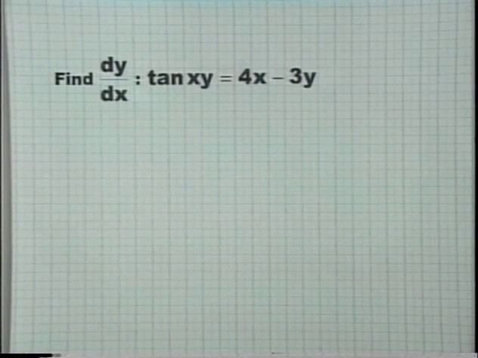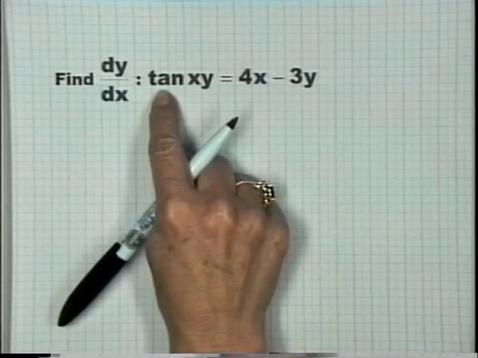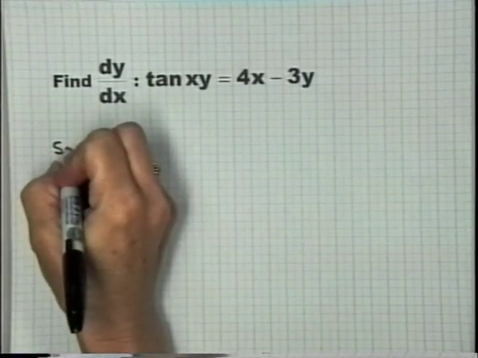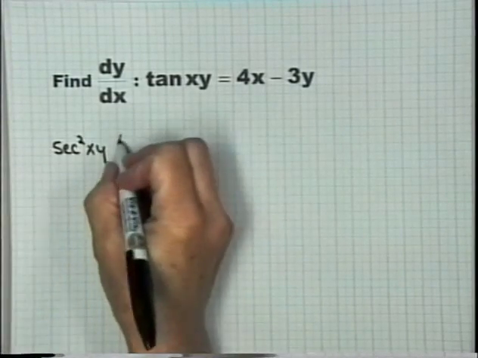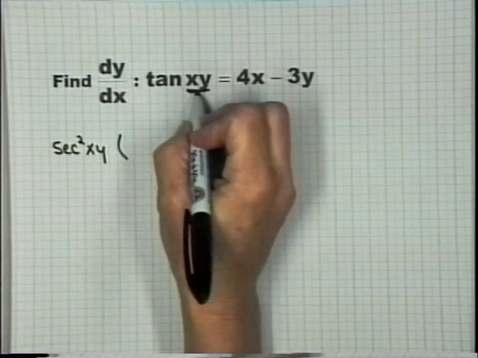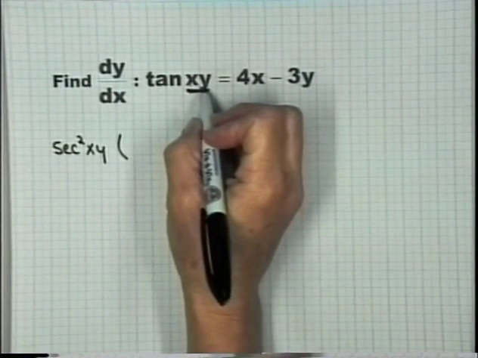Find the derivative with respect to x of tangent xy equals 4x minus 3y. Okay, well, this is a tangent function. What's the derivative of a tangent? Secant squared, isn't it? So, secant squared, and remember the argument stays the same, xy. Chain rule then says take the derivative of this argument. Now be really careful here. xy means what? x times y.